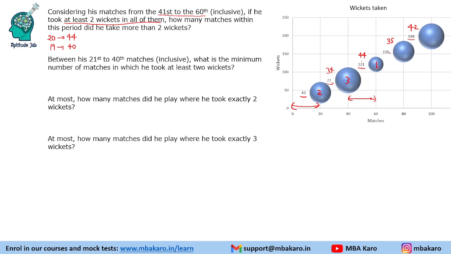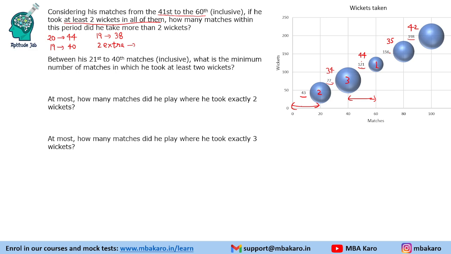Okay. So it is given that he took at least 2 wickets in all of them. In how many matches within this period did he take more than 2 wickets? So in 19 matches he has taken 40 wickets. Now what we will do is give 2 wickets in each match. So in 19 matches he will get 38 if we give a minimum of 2 in all matches. So 2 wickets are extra, since 44 wickets is given.